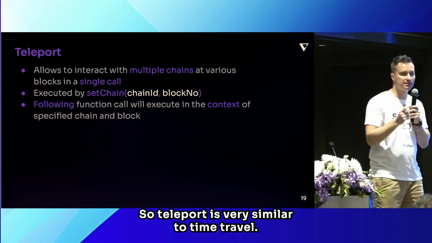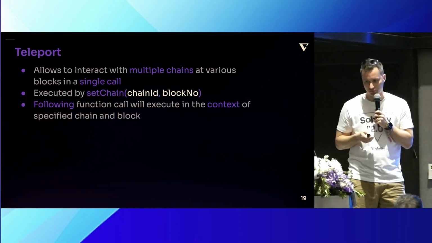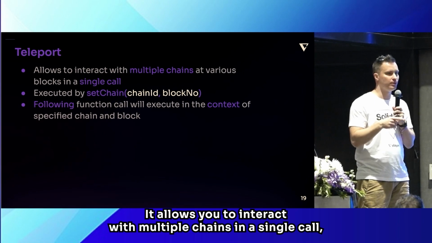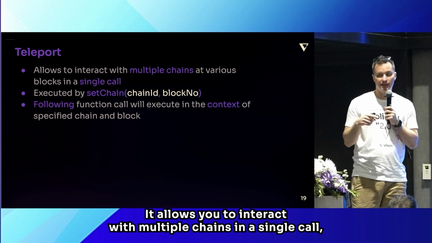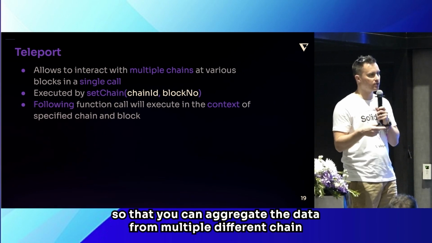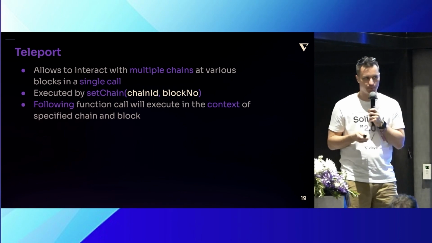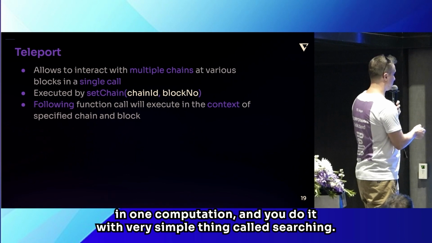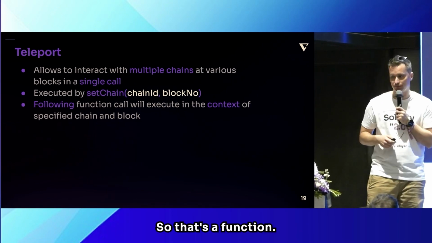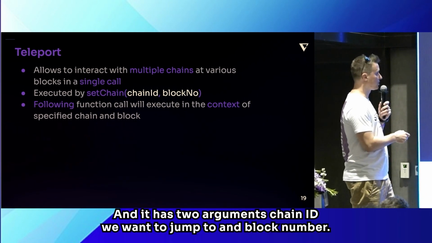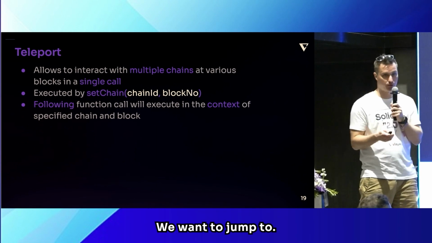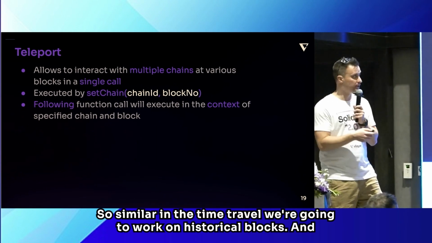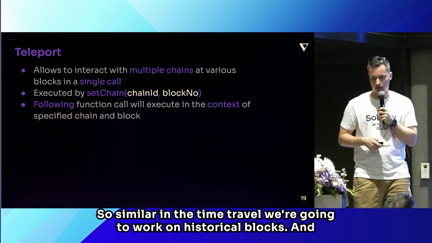Teleport is very similar to time travel. It allows you to interact with multiple chains in a single call, so that you can aggregate the data from multiple different chains in one computation. And you do it with a very simple thing called setChain. That's a function with 2 arguments: the chain ID we want to jump to, and the block number we want to jump to. Similar to time travel, we're going to work on historical blocks.